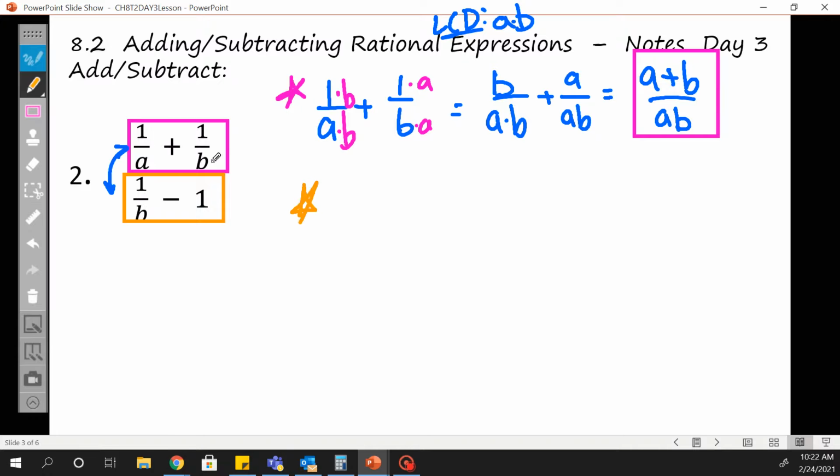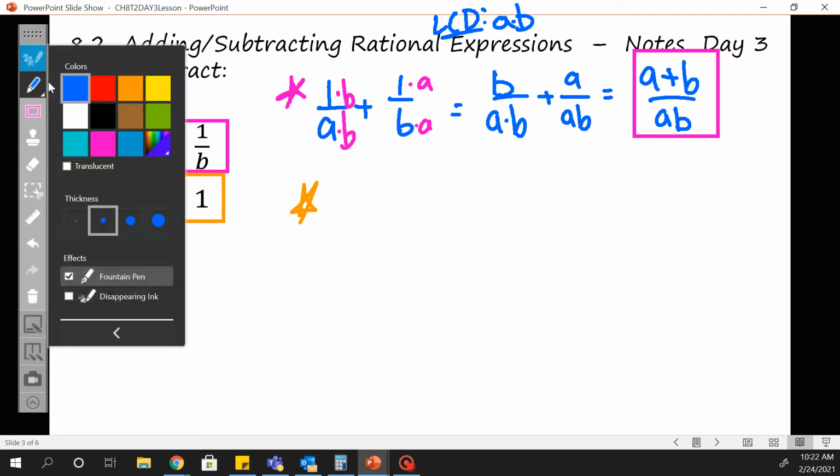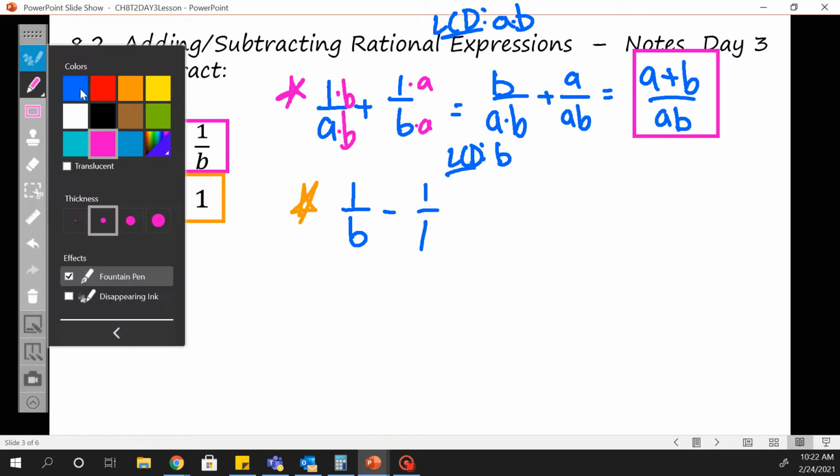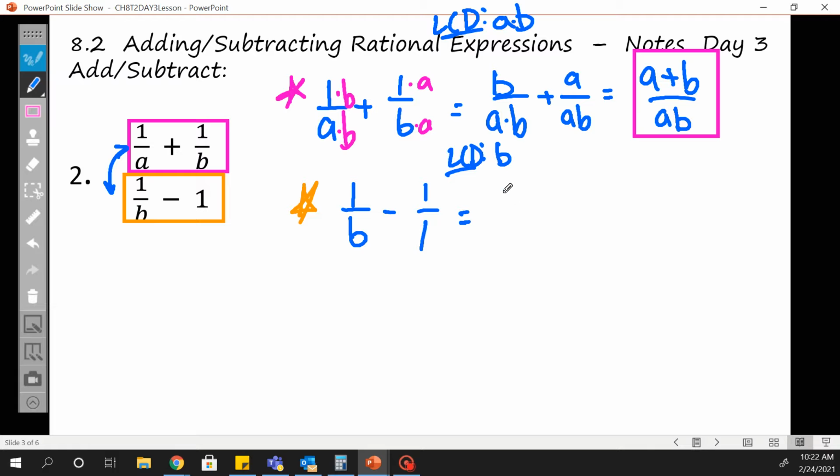Let's look at the denominator now, which is 1 over b minus 1 over 1. Okay, that's just 1, so it's 1 over 1. The LCD here would just be b, because this has a factor of 1, this has a factor of b. So the first fraction can stay the same, 1 over b already has a denominator of b.